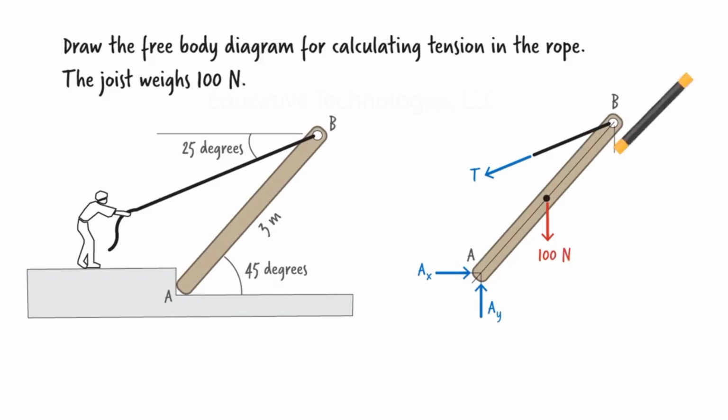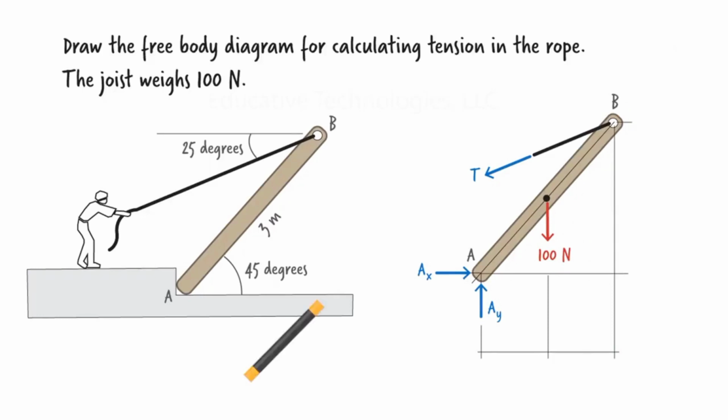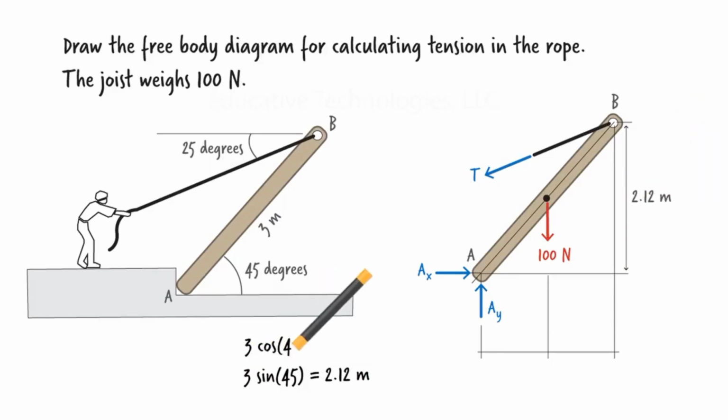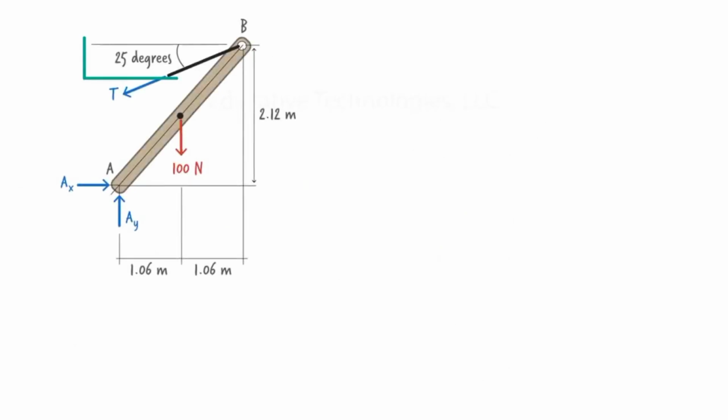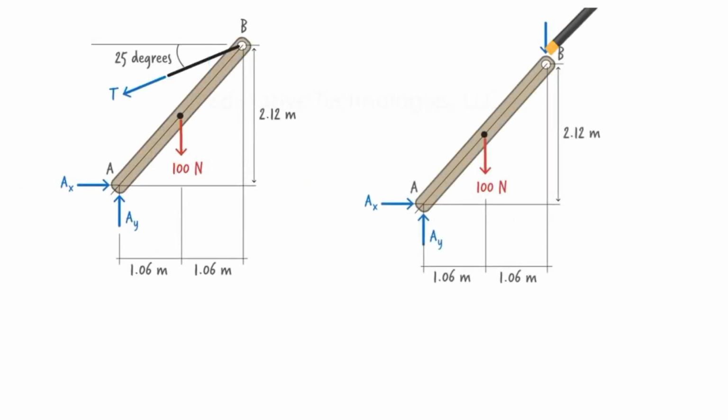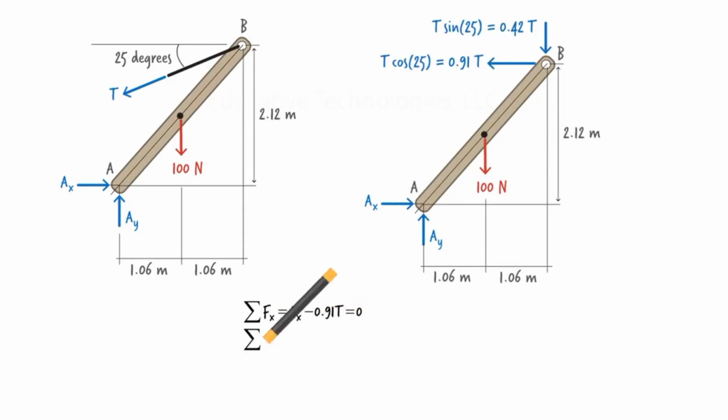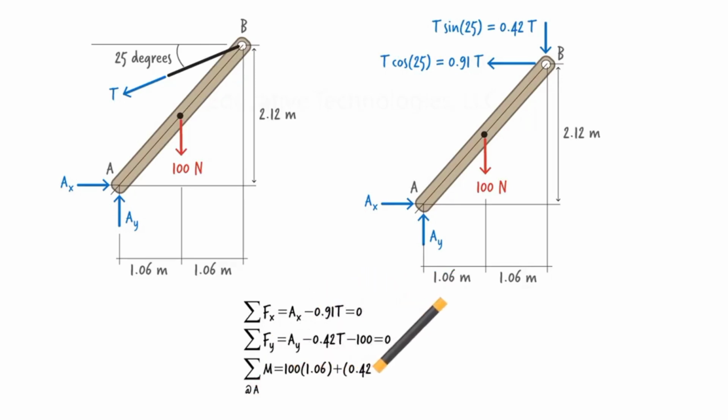Given the length of the joist and its inclination angle, we can easily determine the relevant distances for the free body diagram. And knowing the angle that the rope makes with the horizontal axis, we can write T in terms of its x and y components. Having this free body diagram, we can easily write the equilibrium equations for determining the three unknown forces.